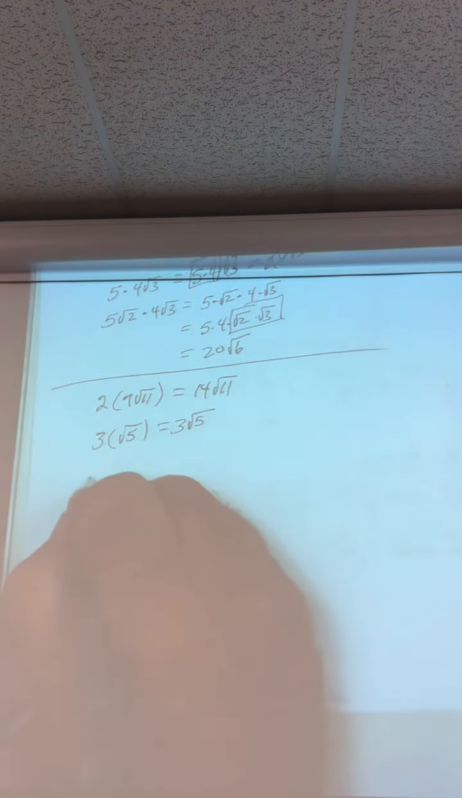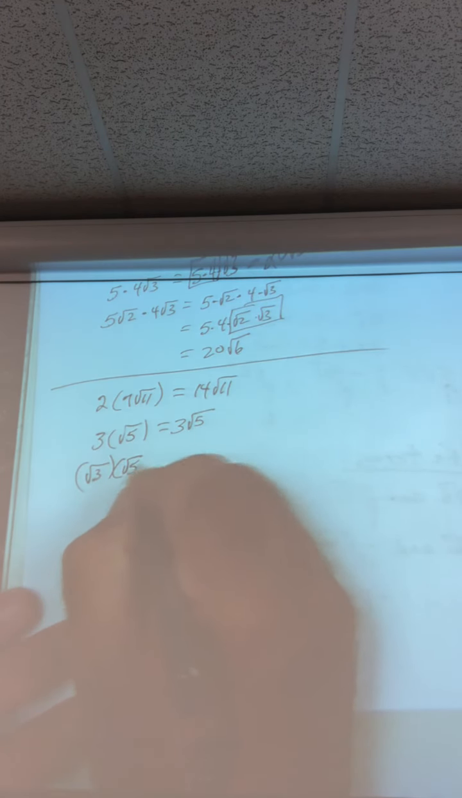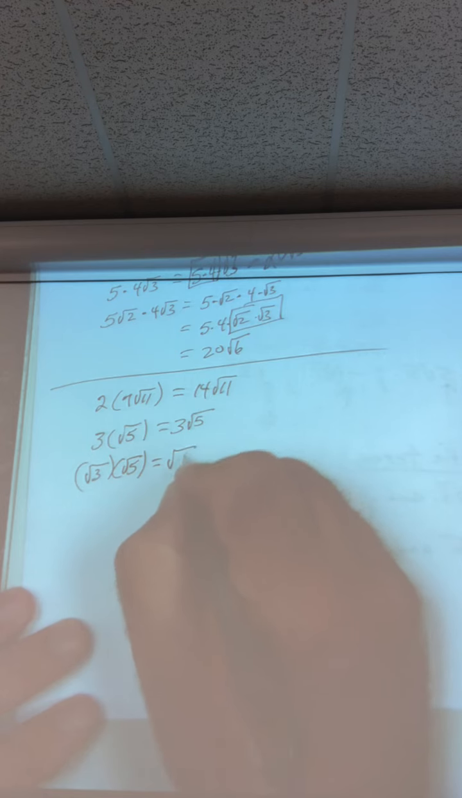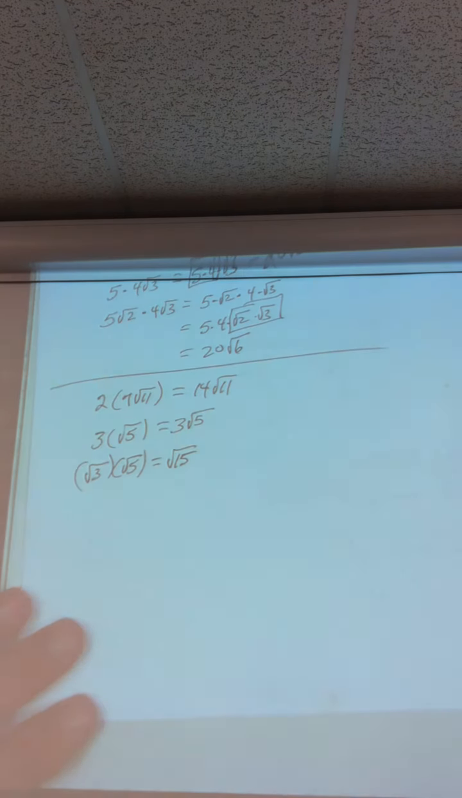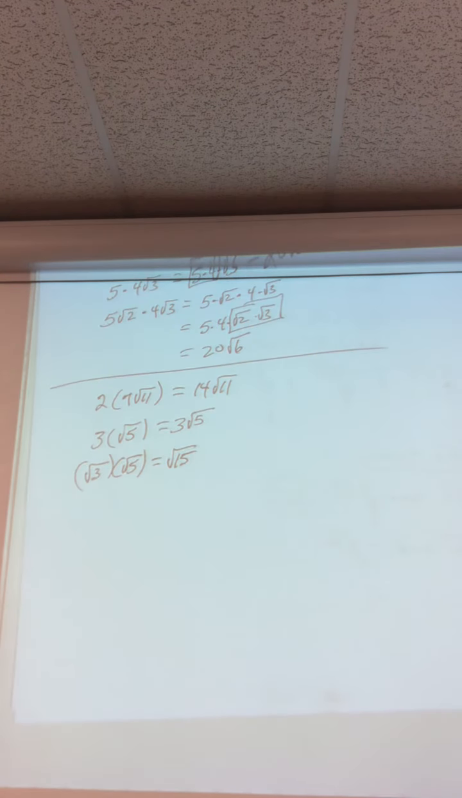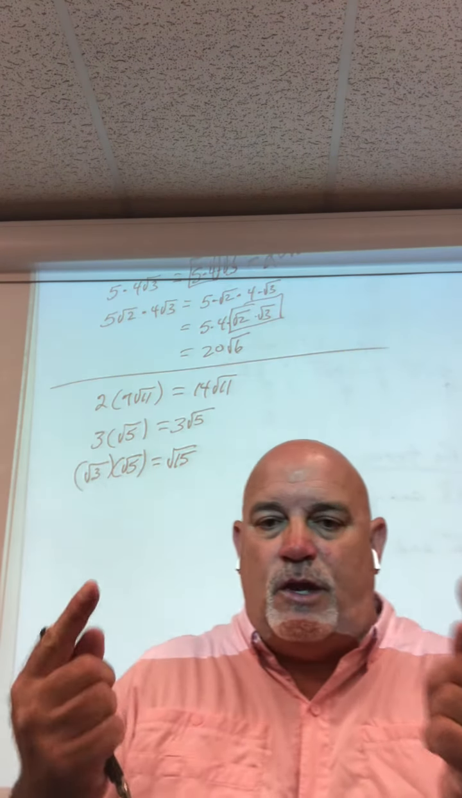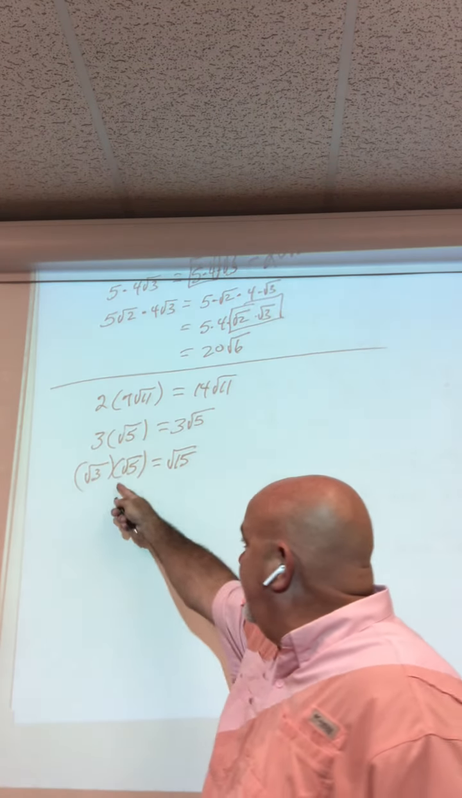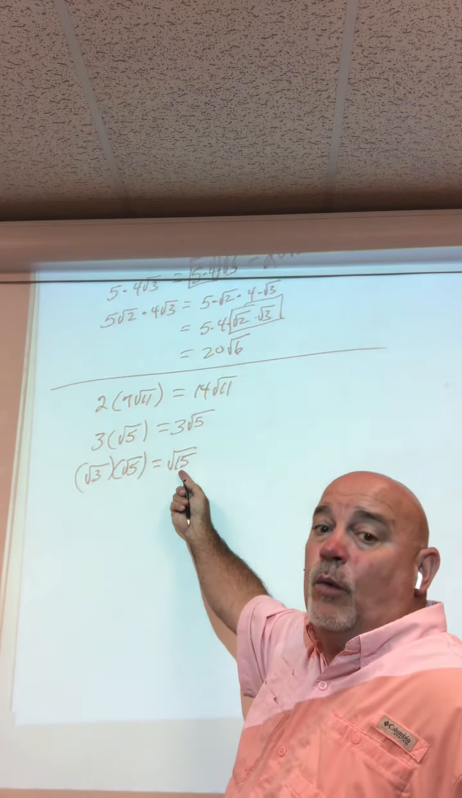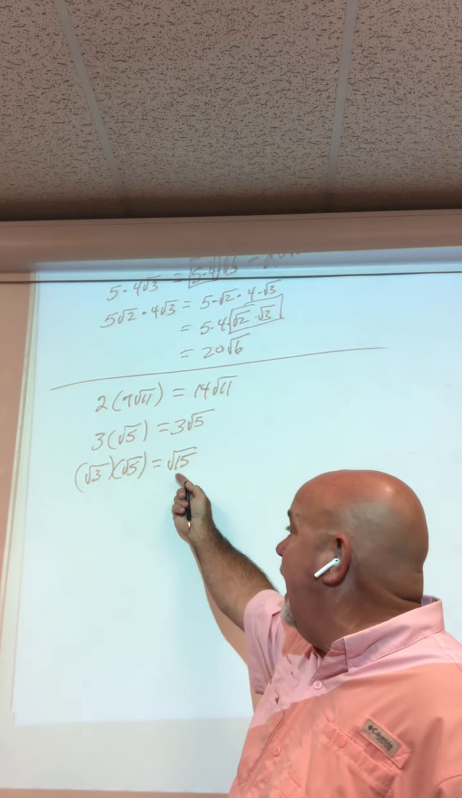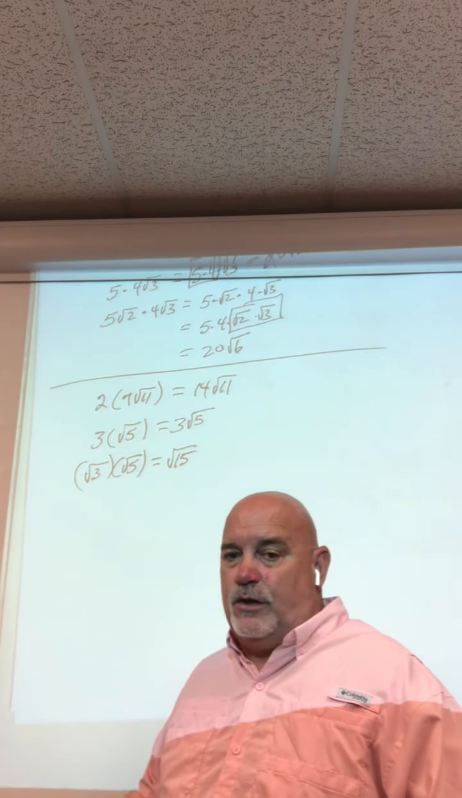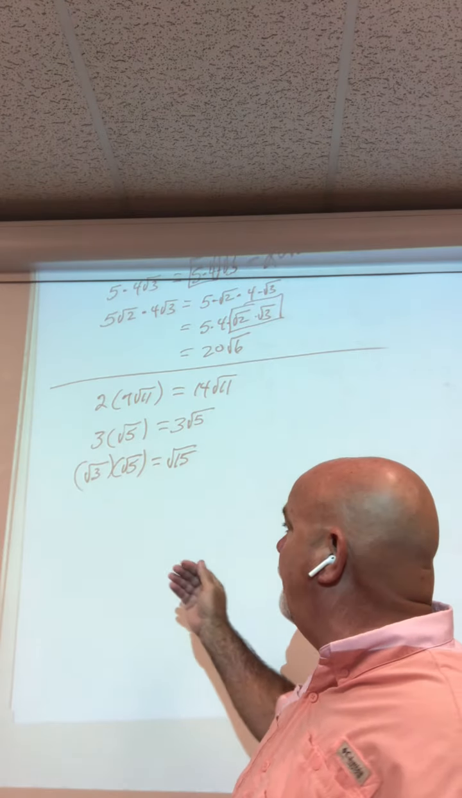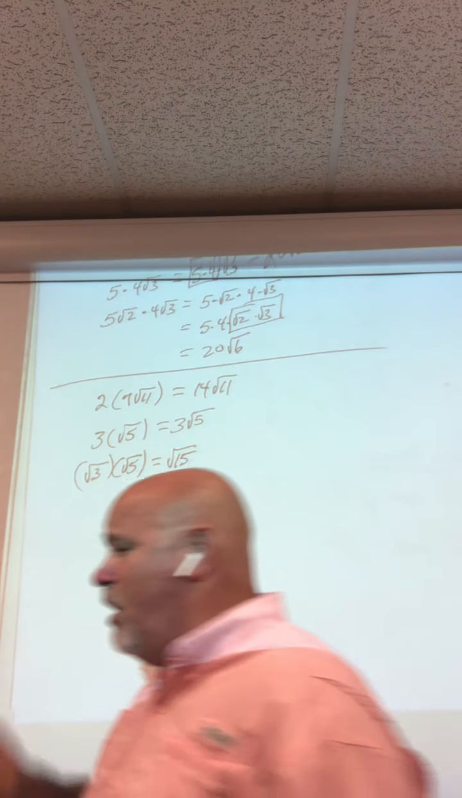Now, if this were square root of 3 times square root of 5, that would be square root of 15. You can multiply those together as long as they're both under the square root. But remember, when you multiply, the number that's under there changes. So when you finish it, always ask yourself, will this reduce? And square root of 15 does not reduce because there is no perfect square that goes into 15.